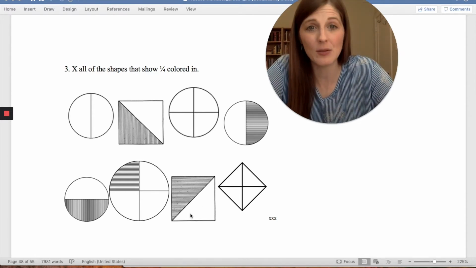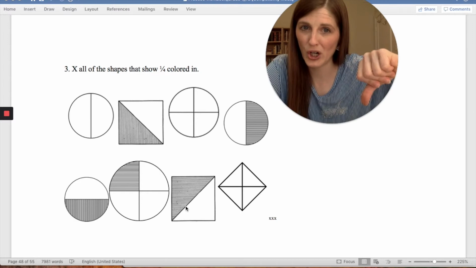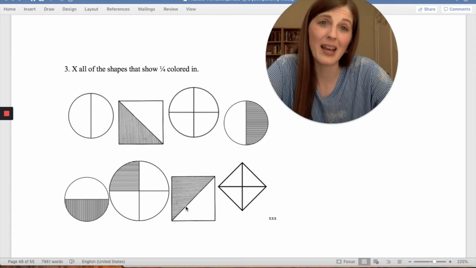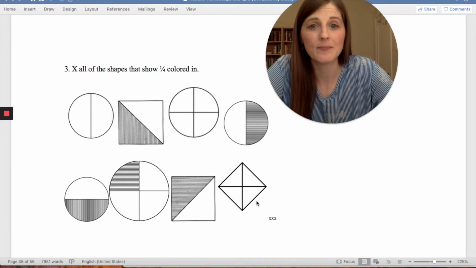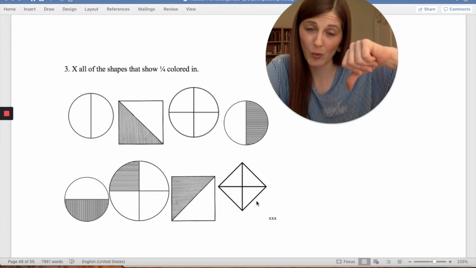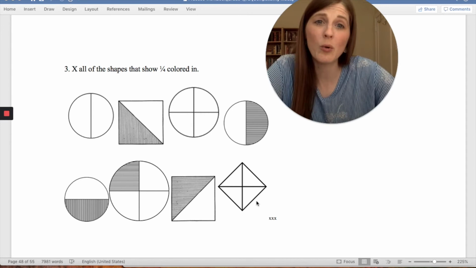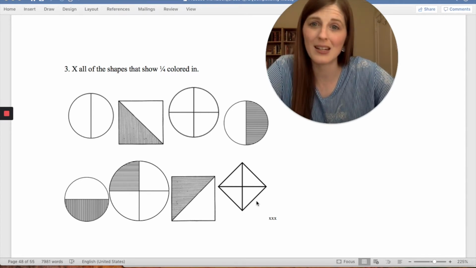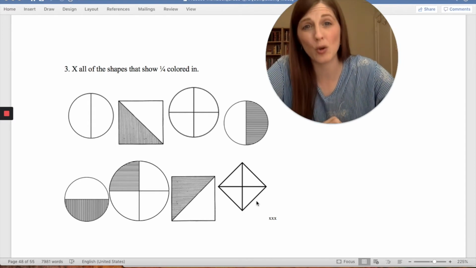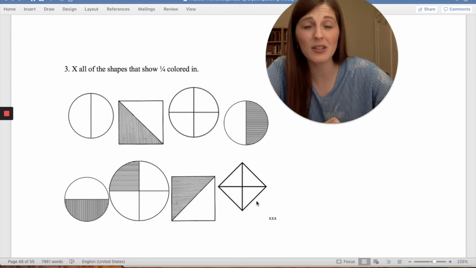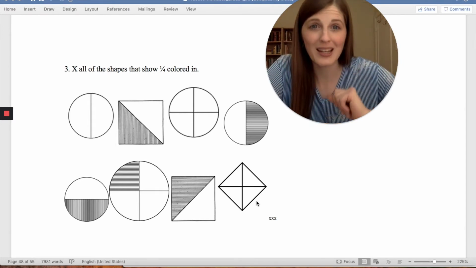Okay, what about this one? Wah, wah. It only has 2 equal parts. Okay, what about this one? Wah, wah. It has 4 equal parts, but none is shaded in. Boys and girls, I think you know your halves and your quarters and fourths. I think you're ready for the game.